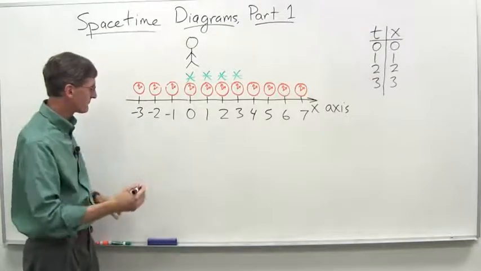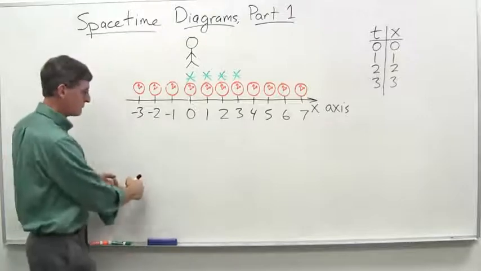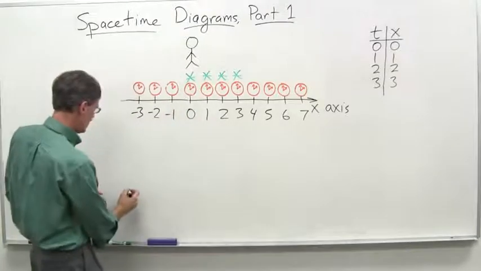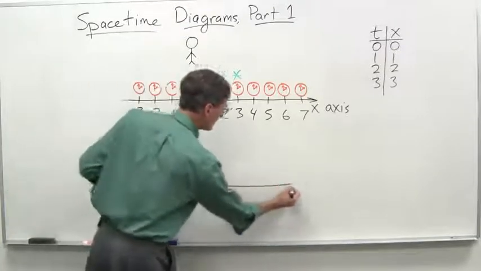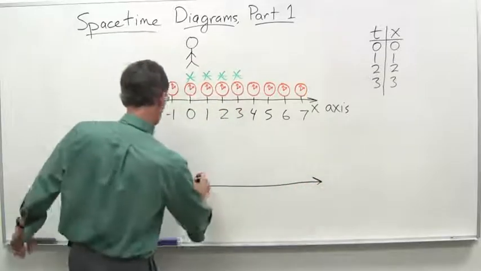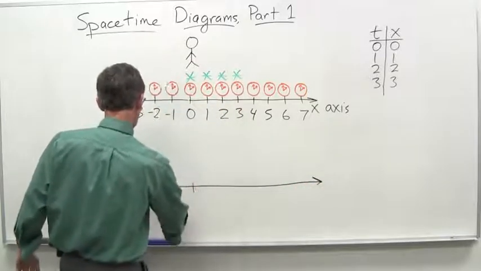So 1 dimension, and I'm going to reproduce the x-axis down here. So something like this. And we'll get the tick marks about the same.